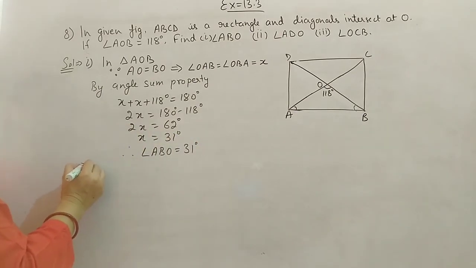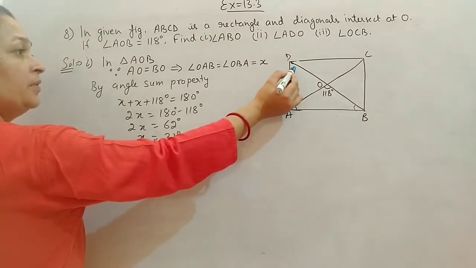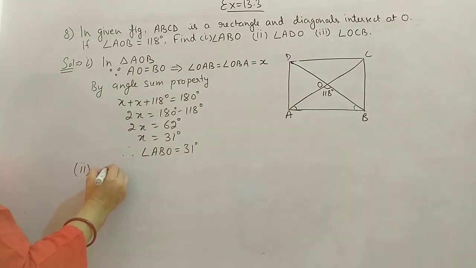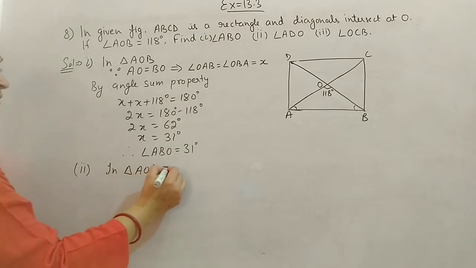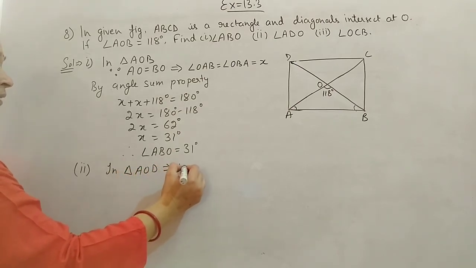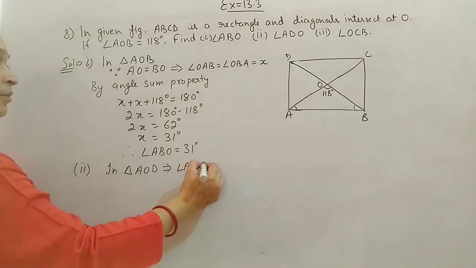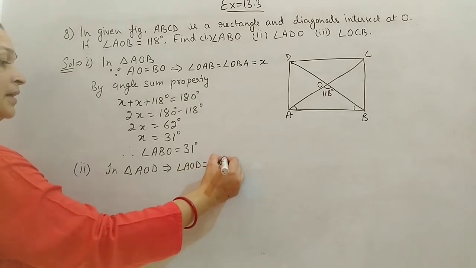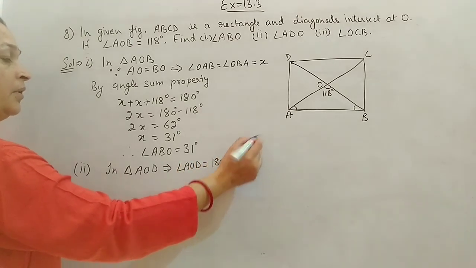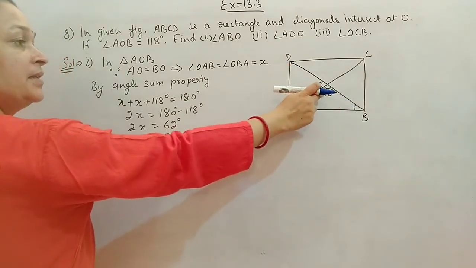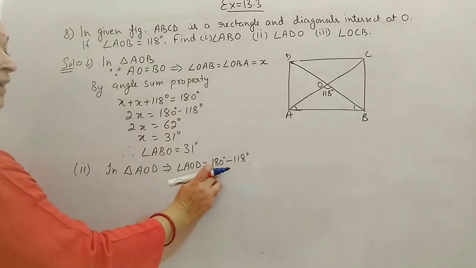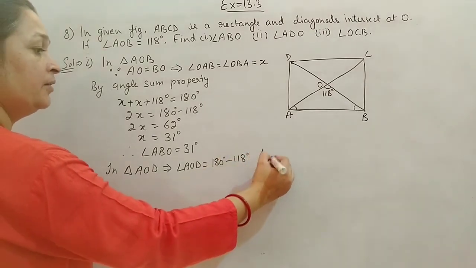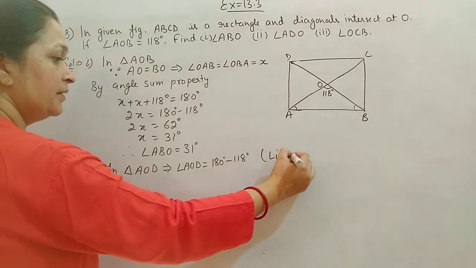Now the second part, we have to find out angle ADO. ADO means here. So we will start from this triangle. In triangle AOD, first this angle AOD is equal to 180 minus 118. Because it is a straight line angle and this is 180, the remaining will be 180 minus 118. You can write here linear pair angles.